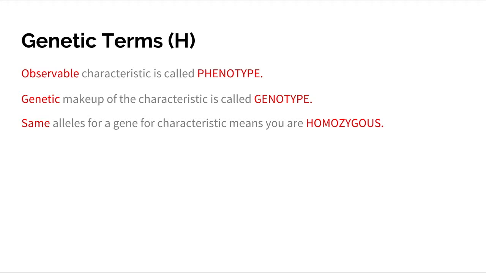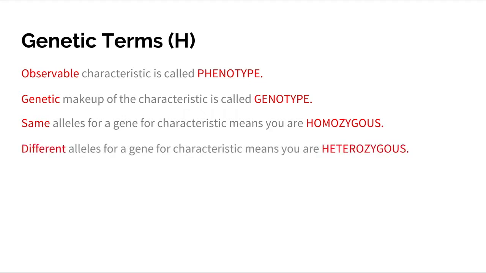If you have the same alleles for a gene which codes for a characteristic, it means you are homozygous for that characteristic. If you have different alleles of a gene for a characteristic, it means you are heterozygous for that gene, for that characteristic. An allele is just a form or type of a gene.